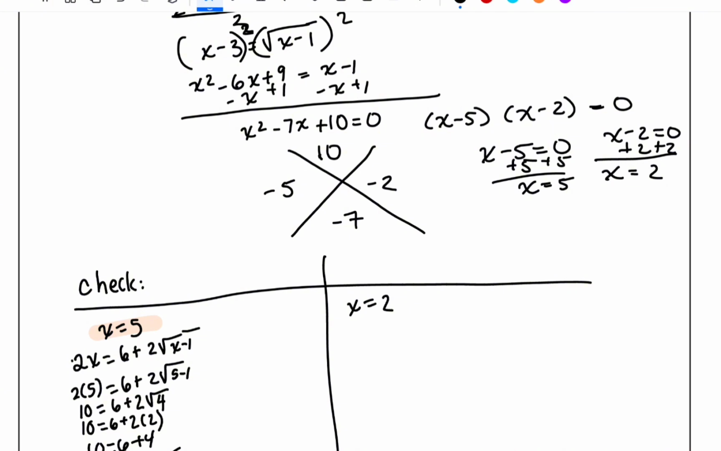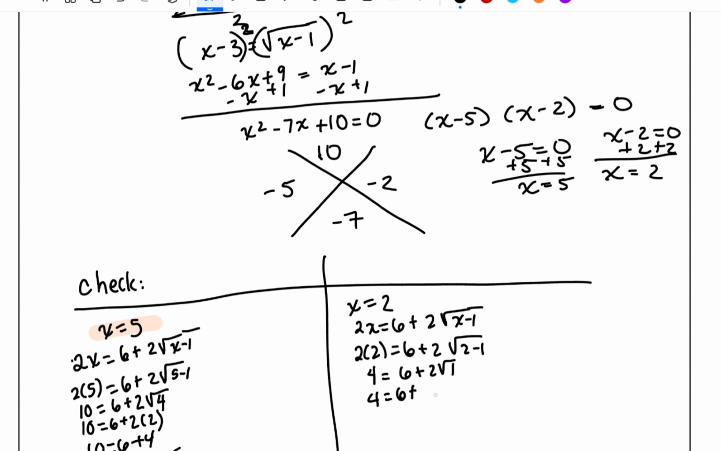Now let's try x equals 2. So we plug it in. 2x equals 6 plus 2 square root of x minus 1. So we plug it in. 2 times 2 equals 6 plus 2 square root of 2 minus 1. So that is 4 equals 6 plus 2 square root of 1.